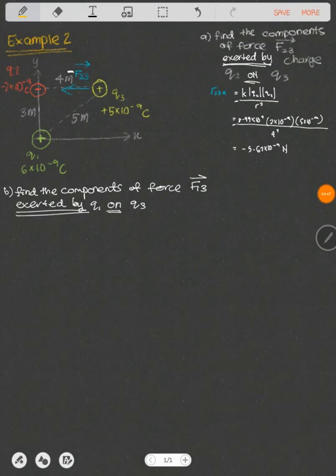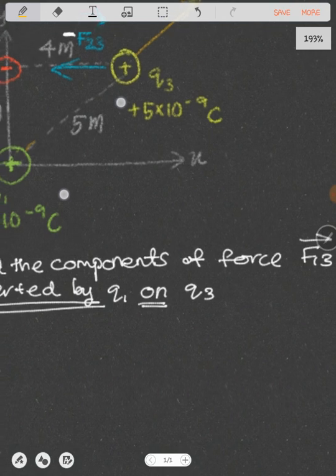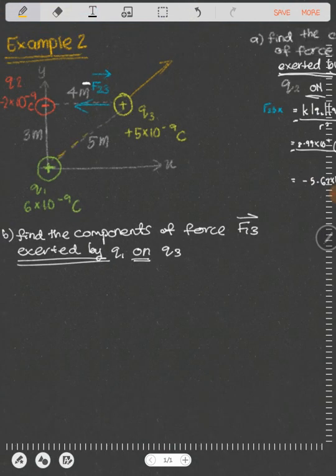Okay, so now question number 2: find the components of force F13. So this is the force that is being exerted by charge number 1 on charge number 3. When it is positive with positive, repulsion will happen, this one will be attraction, and then this one will be repulsion. So do you see the grey dotted line? It must follow parallel to the dotted line. So in this way, we name it as force 1, 3.